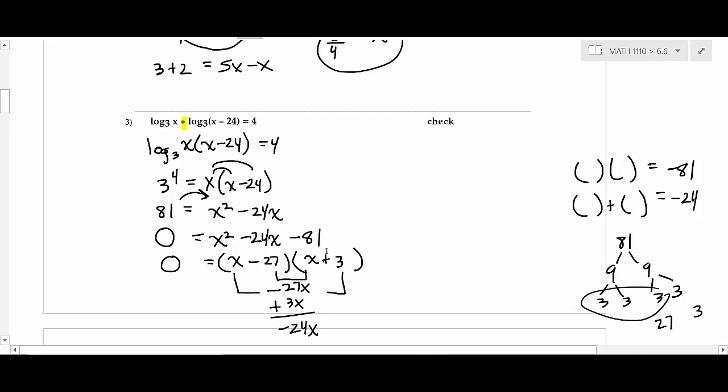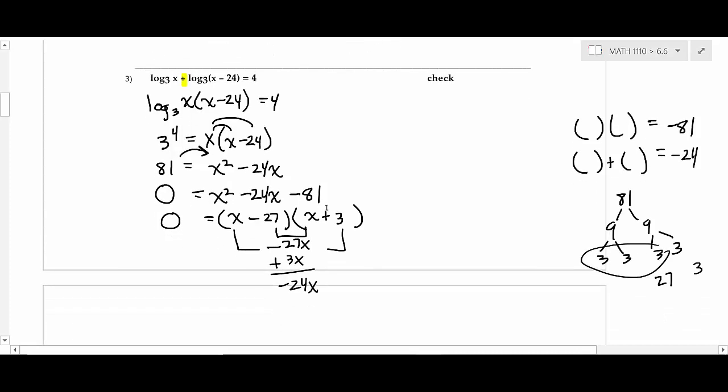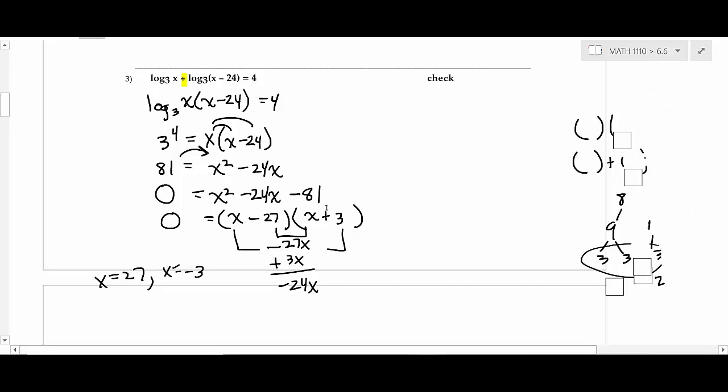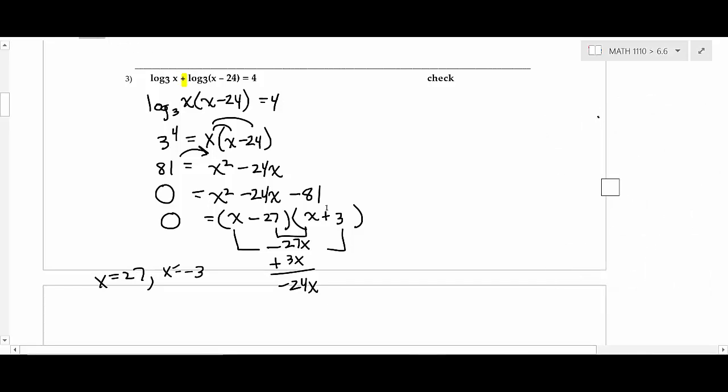Okay? And factoring sometimes, don't forget about factor trees. Sometimes you have to play with the numbers a little bit to get it to factor. You could go to the quadratic formula and bypass that, and you would get the answers anyway. Okay, so what does it look like the two answers to this problem are? And it's the two potential answers. What do you think? X equals 27 and x equals negative 3, right? Okay, now don't move on.